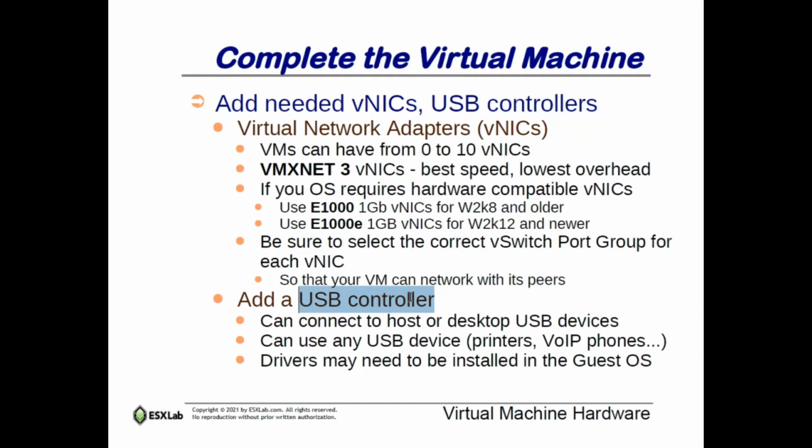Now I can also add a USB controller, and in some cases I'll get this by default. If I have a USB controller, then through VMware's client interfaces, the remote console and so on, I can connect any host or desktop USB devices through the user interface to the VM and have local devices or server devices be presented to the VM as if they were directly connected to the VM. So this means that a VM can use any USB device. That means USB printers, soft VoIP phones, keyboards, mice, anything that's USB.